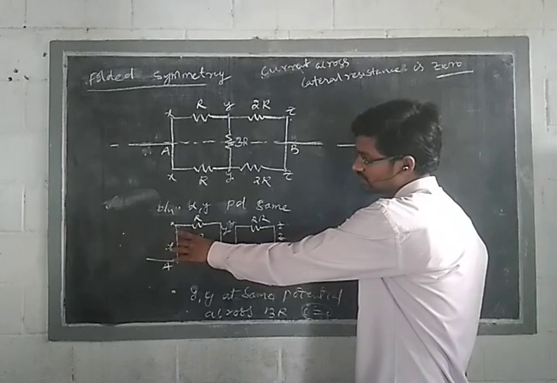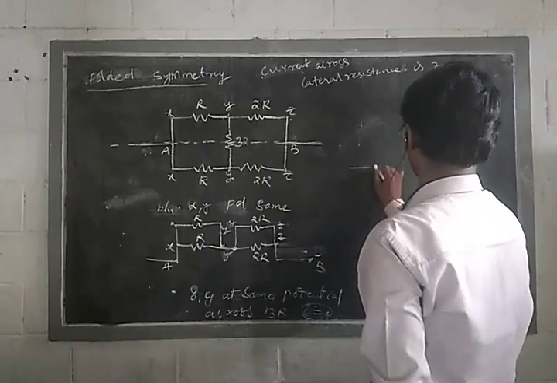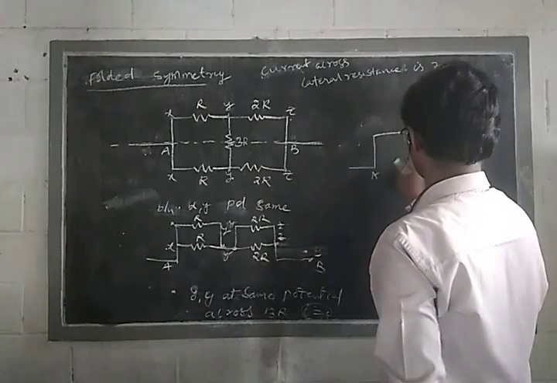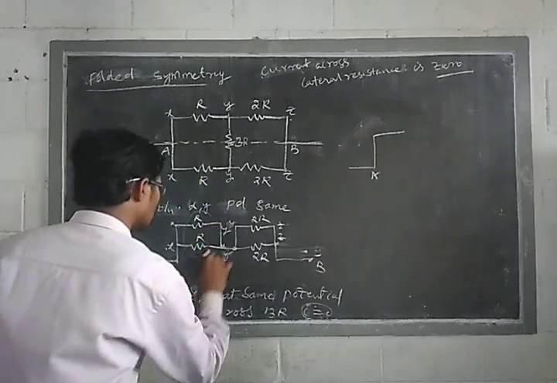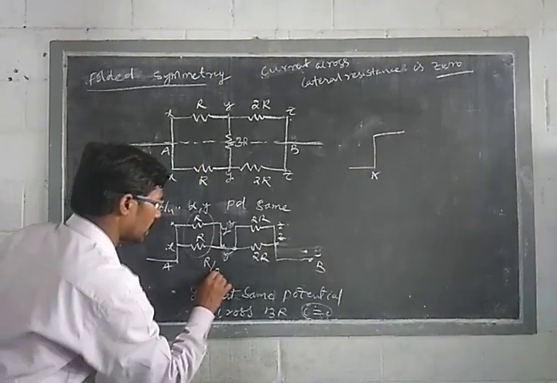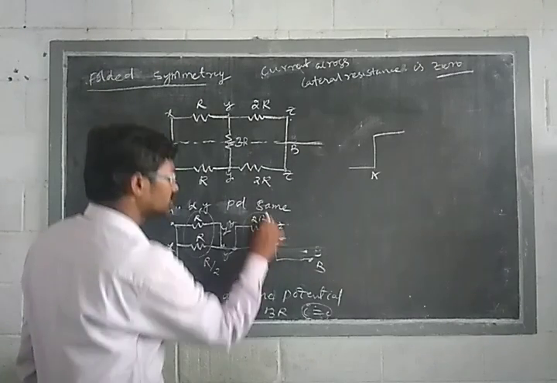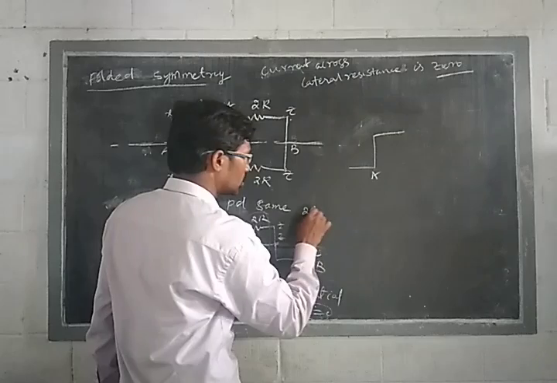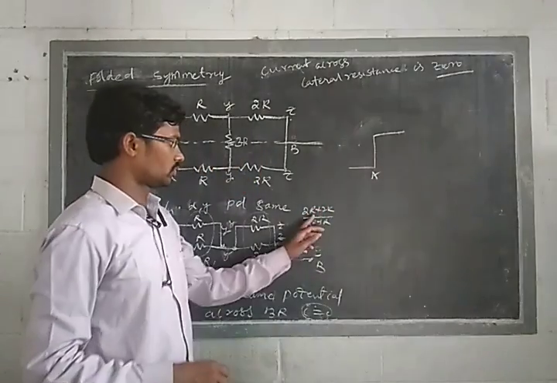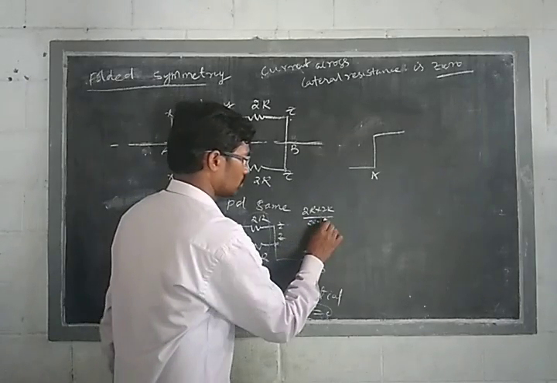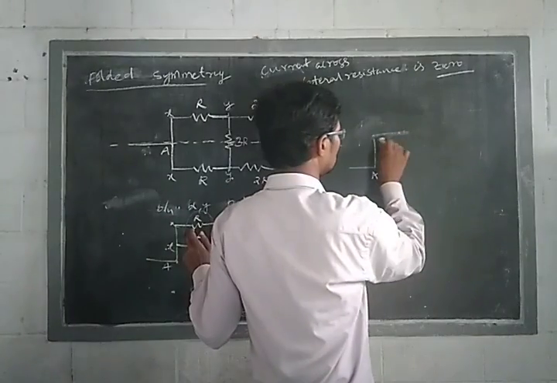Now tell me, what is the equivalent resistance of R and R? Those two are in parallel combination. In parallel combination, what is the equivalent resistance? R into R by R plus R, which is R by 2. Similarly, these two are in parallel combination. Then 2R into 2R by 2R plus 2R, which is 4R square by 4R, equal to R. Now this is R by 2.